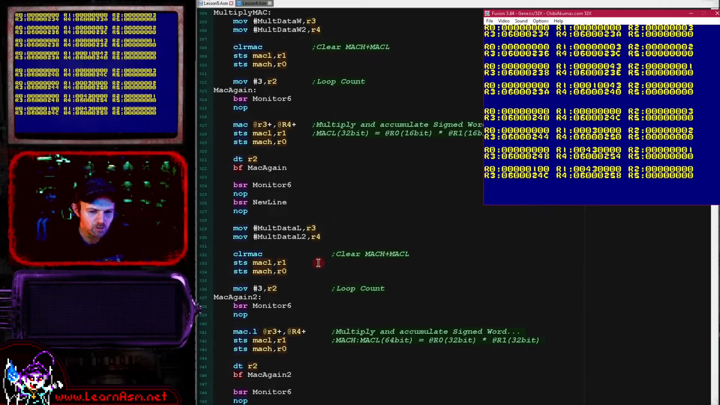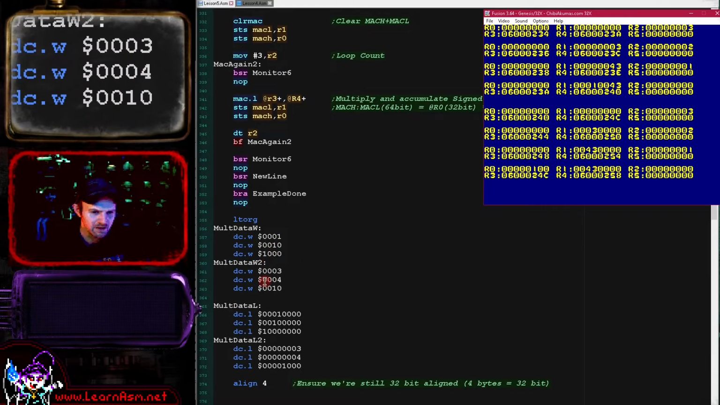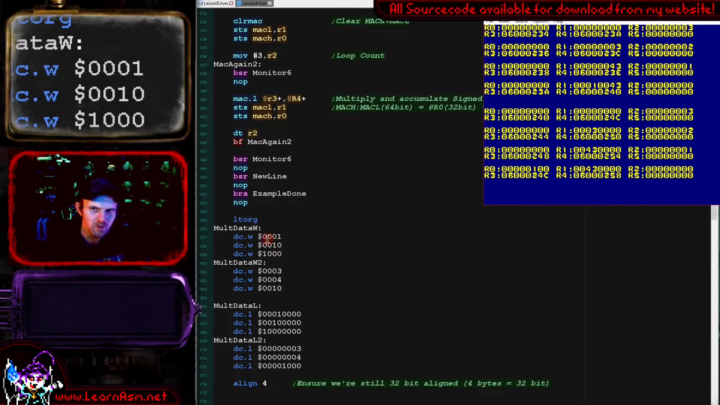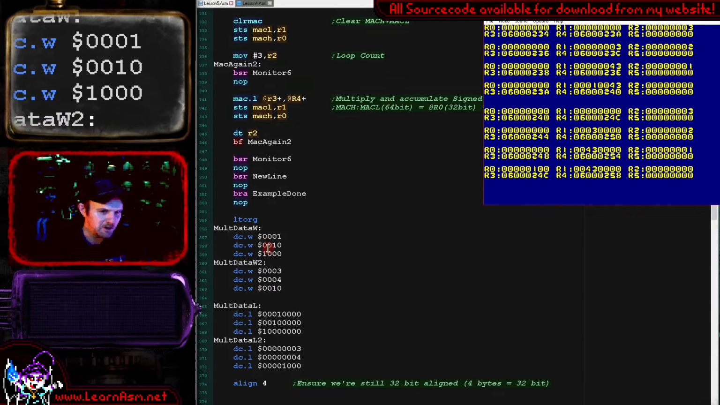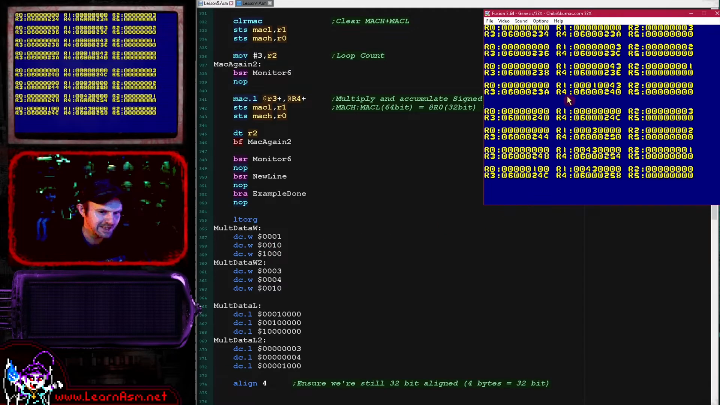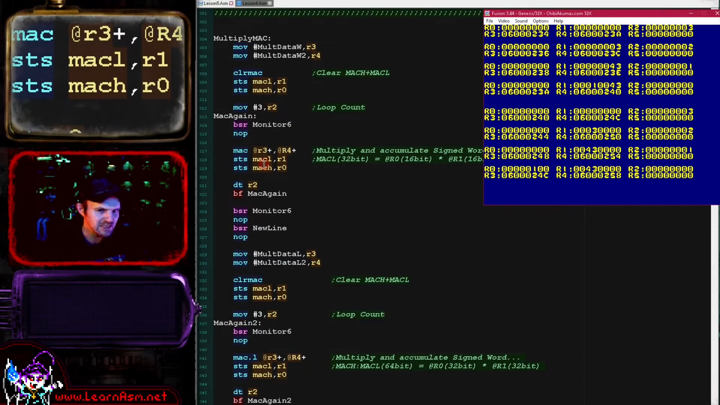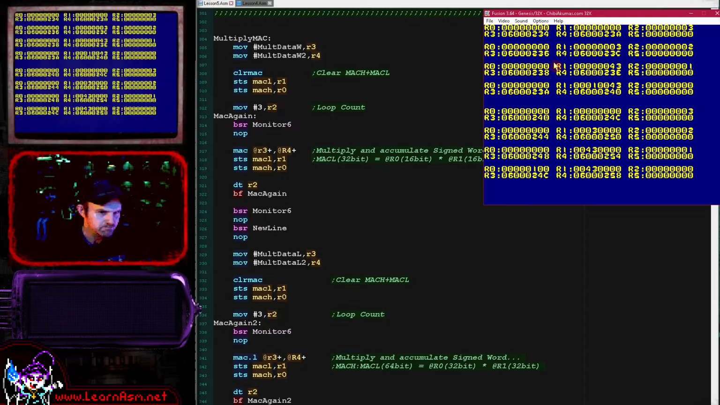So let's see what happened. Well, here are our test values. And so basically what we're going to do is add, multiply by 1, multiply by 10, and then 1000 here. And so hopefully we'll be able to see pretty clearly the results. We're actually going to move from MacH and MacL after each iteration into R0 and R1.